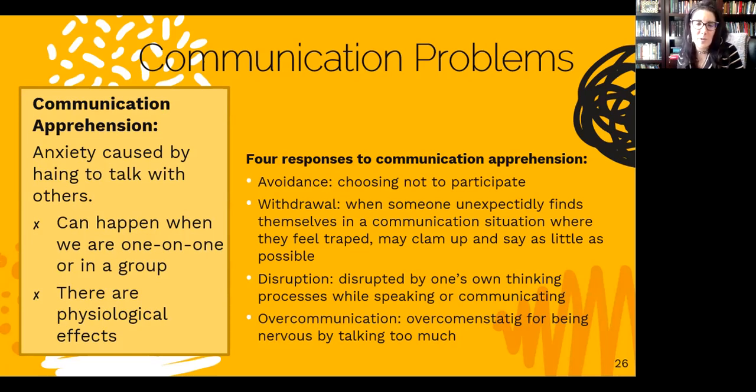Another response is being disrupted by one's own thinking process while speaking or communicating. And then over-communication, when somebody feels that social anxiety, some people can become nervous and talk too much. We can just notice when we feel upregulated, and these are all self-awareness things. Okay, am I feeling nervous, and am I trying to fill in the gaps with talking because I get scared when it's silent? If we get nervous when it's silent, just let the silence be there for a little bit longer.